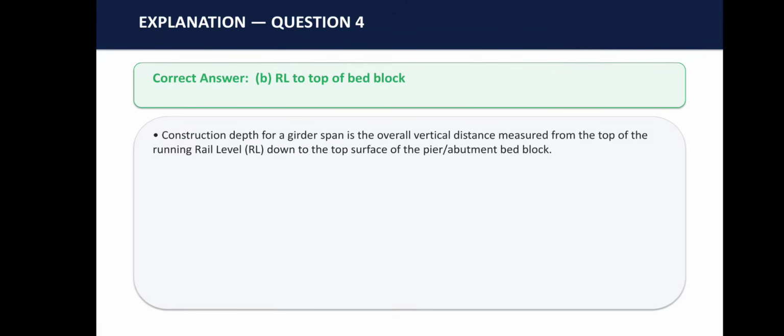Explanation. Construction depth for a girder span is defined as the overall vertical distance measured from the top of the running rail level down to the top surface of the pier or abutment bed block.